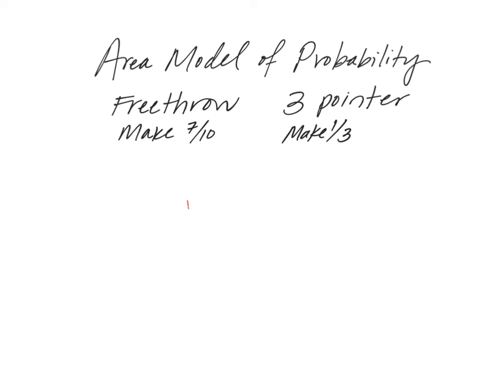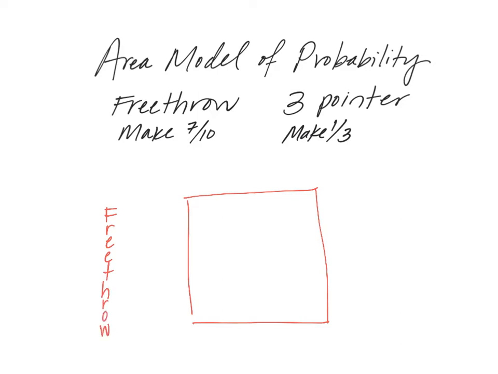We'll start by drawing a square to represent all of the possible outcomes. I'm going to have the left-hand side be my free throws. And on the top, I'll have three-pointers. Now, I'm either going to make it or I'm going to miss it.